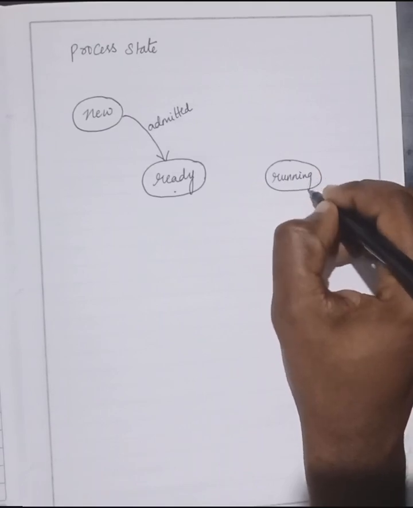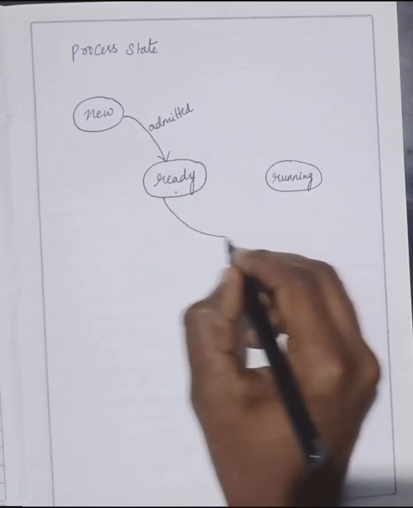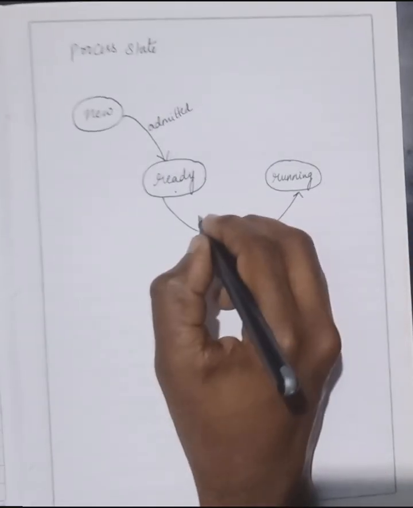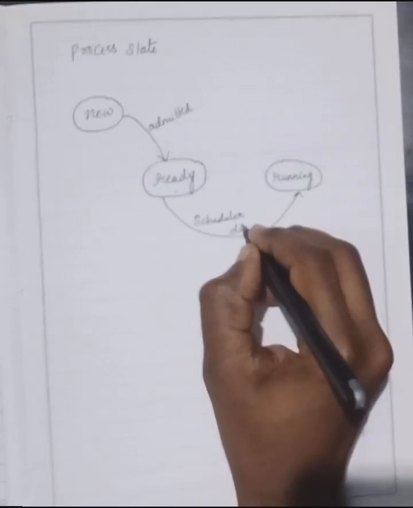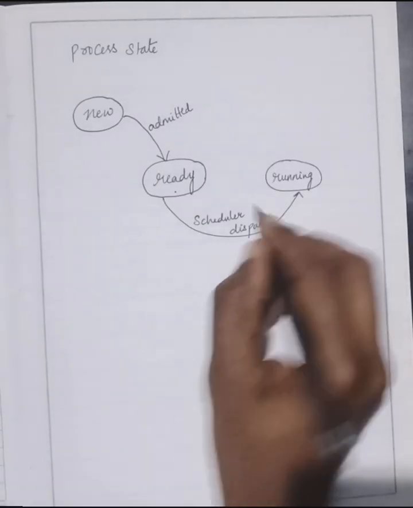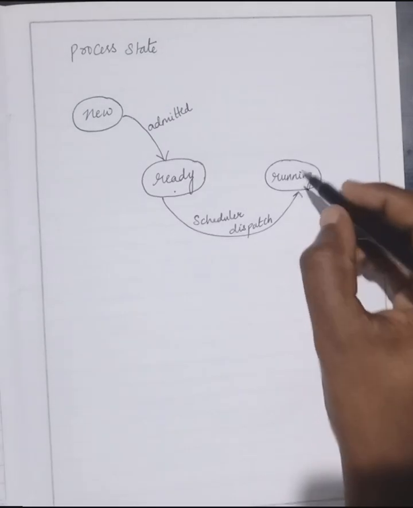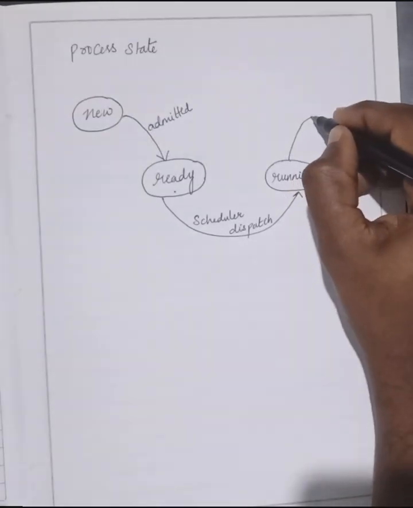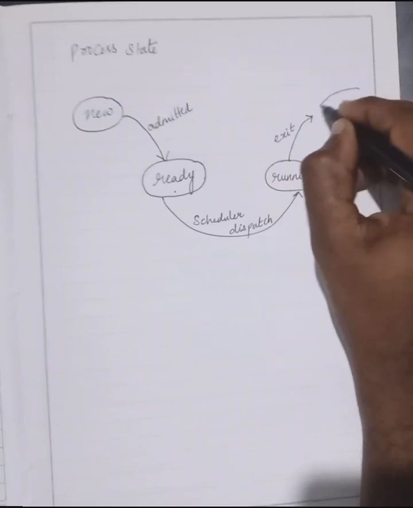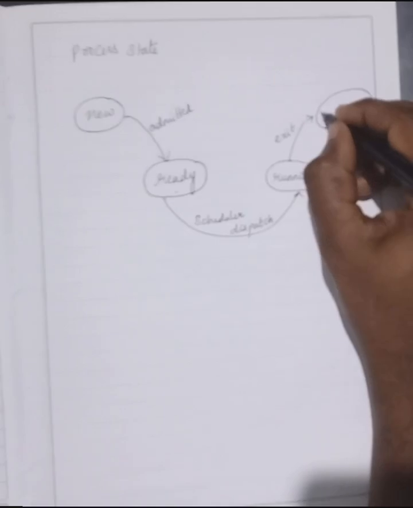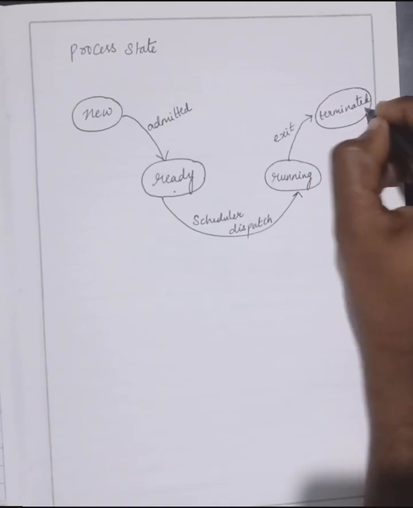Okay, so running means it has started executing. From the ready state, whenever the scheduler dispatches it, the scheduler takes the process from the ready queue and pushes it into the running state. From the running state, whenever a program is done and it comes under execution end, then it goes to the terminated state. That means it's finished, we have terminated our process.